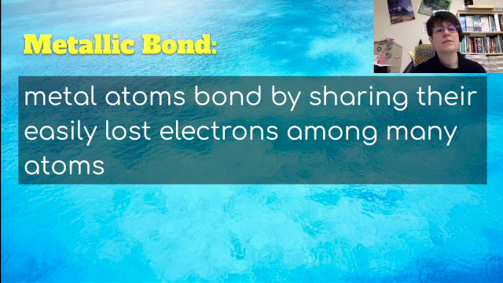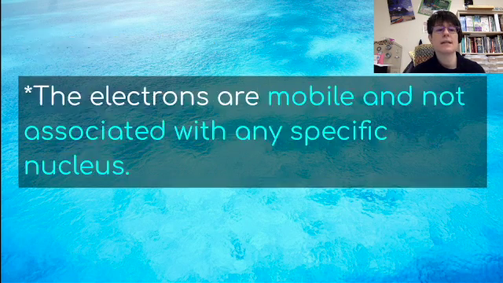There's also metallic bonds. Atoms bond by sharing their easily lost electrons among many atoms. The electrons are mobile and not associated with any specific nucleus. And I have a picture of the ocean in the back because it's often described as an electron sea. This is why metals are highly conductive, because the electrons are able to move.